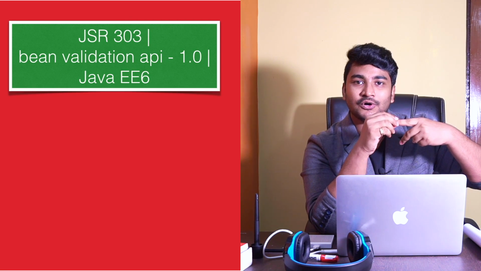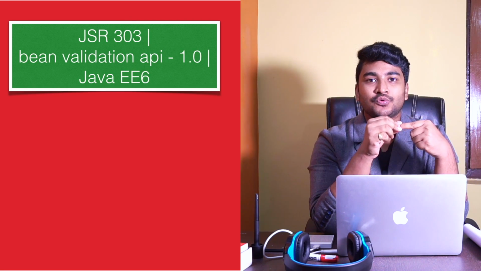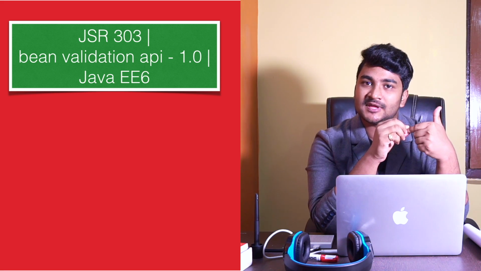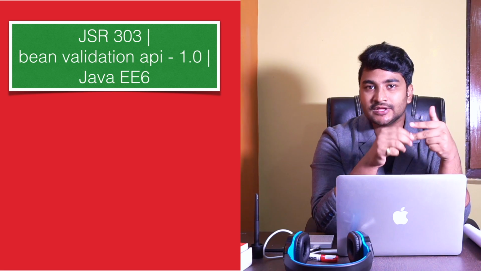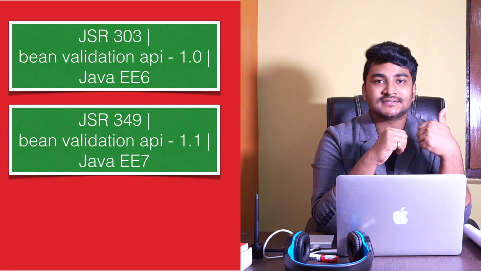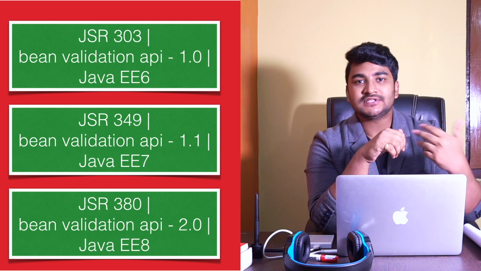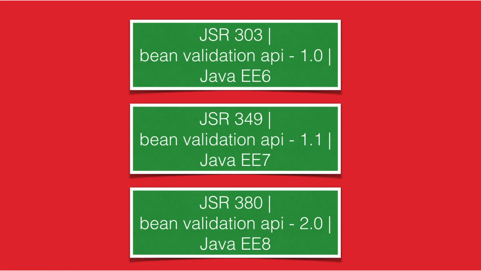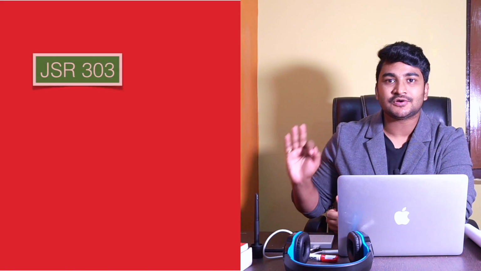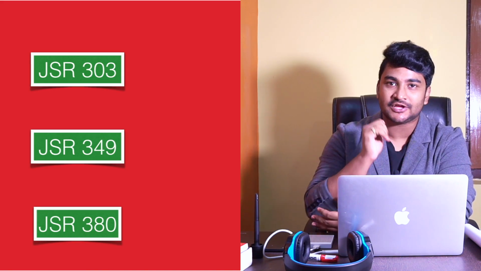First of all, the Bean validation API, JSR 303, also called Bean validation 1.0, came in with the Java EE 6 version, and then JSR 349 came in Java EE 7. Then JSR 380 was released in 2017, and the Spring Framework 5.0 plus series supports JSR 380. So that's the latest one, and JSR 380 is the one we are going to use in our video right now.